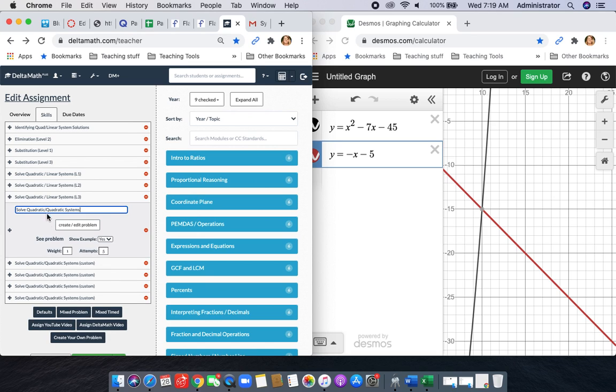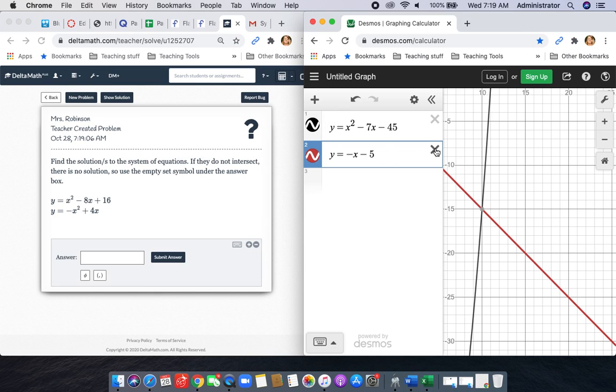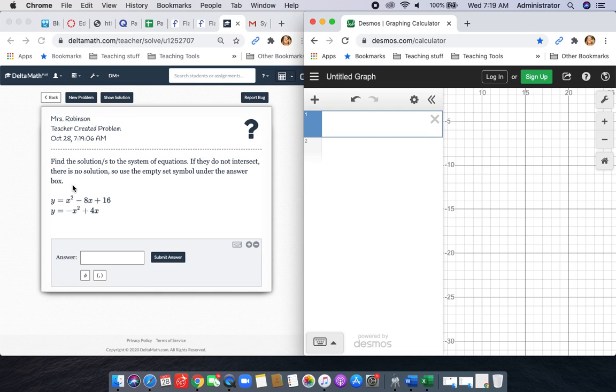So I'm going to skip ahead to here. So solving quadratic systems, I am going to clear out what I have over here in Desmos. And now it says to find solution or solutions to the system of equations. Find the solutions. If they do not intersect, there is no solution, so use the empty set symbol under the box. So notice up here in this box, guys, I've got ordered pair for you to click on, these quick buttons, and also this is our empty set. So from your notes, it's like that 0 with the slash through it. That means empty set, meaning there is no solution.